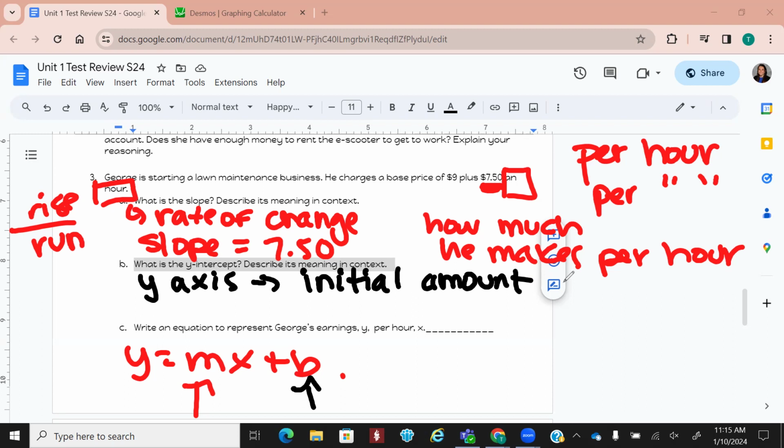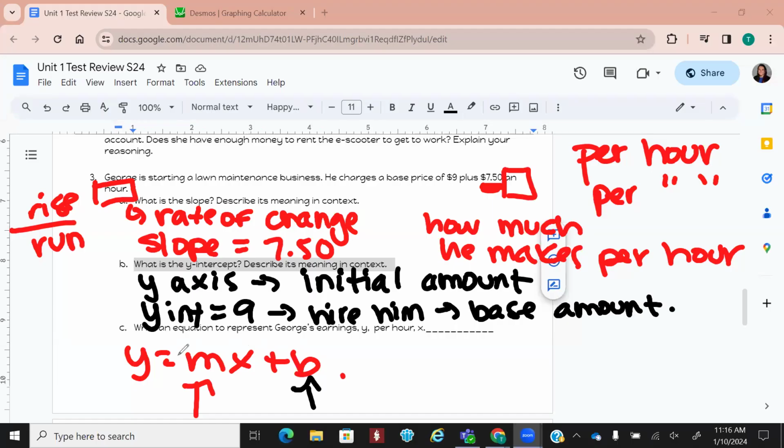So what does it mean in context? Well, first of all, what number is it? So y-axis, initial amount. It's 9. So the y-intercept is 9. And what does that mean? Like if you hire this dude and he does 0 work, how much money is he going to make? Don't say 0. He's going to make $9. So it's $9 to hire him. That's his base amount.